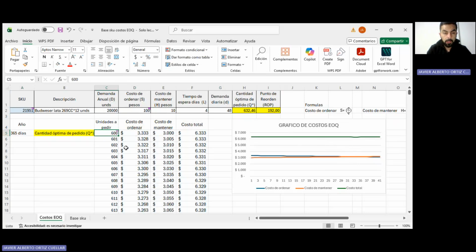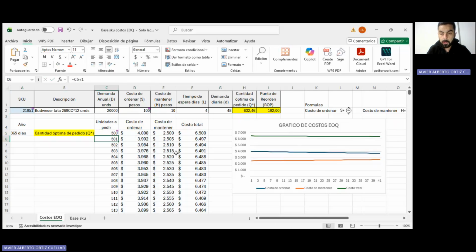If I change the units in stock, we see the difference in the holding cost. There is no intersection between the ordering cost and the holding cost.